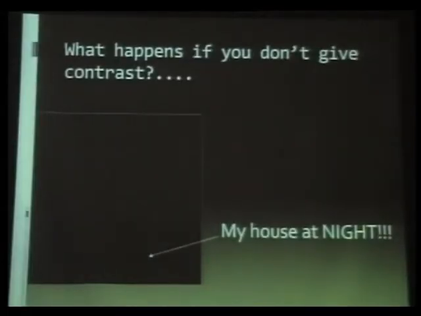You need to give contrast, because if you don't give contrast, meningioma will not show up. That's my house in Texas at night. You can't see squat.